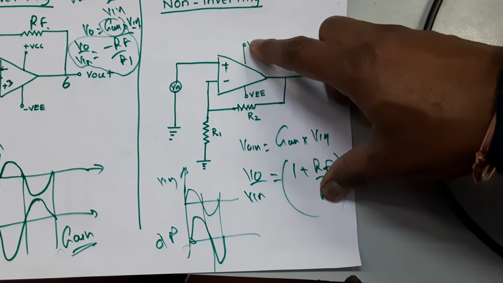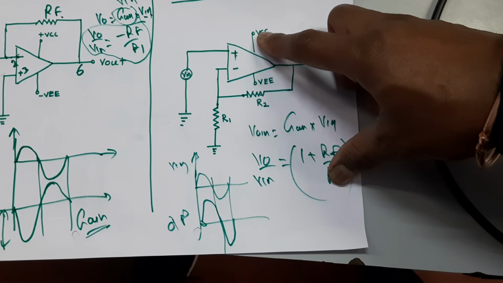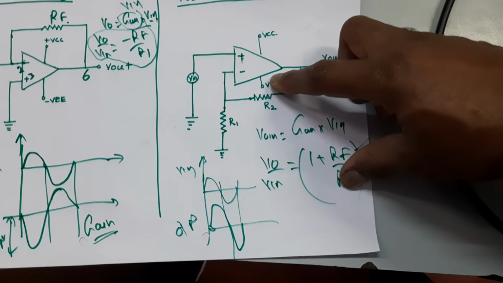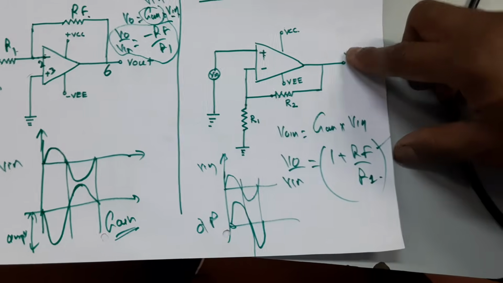Here again plus VCC and minus VEE. For plus VCC and minus VEE, we are giving plus 15 volt here, and here we are giving minus 15 volt. This is a feedback resistor and this is the R1 input resistance, and this is the output voltage.